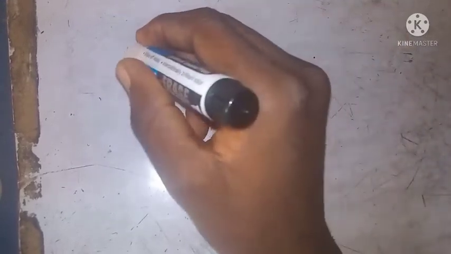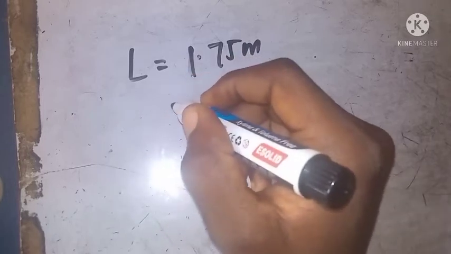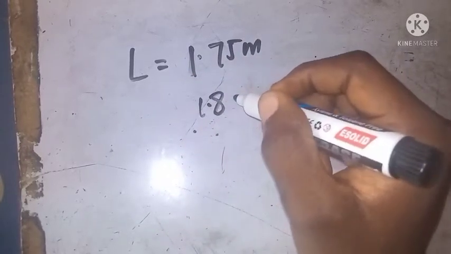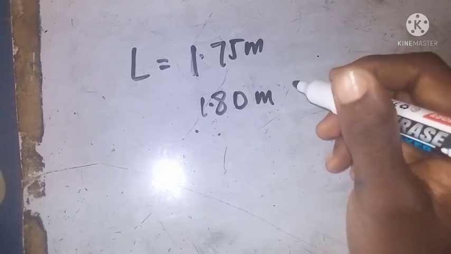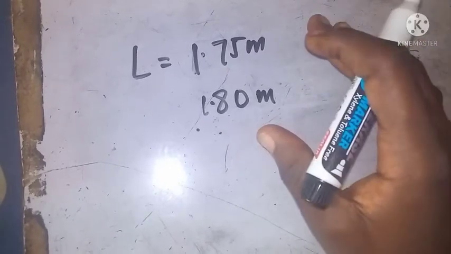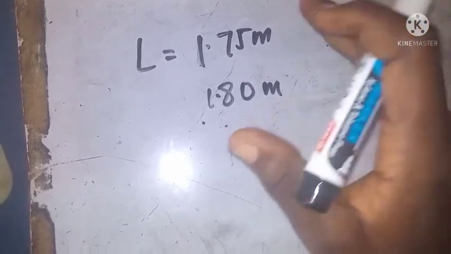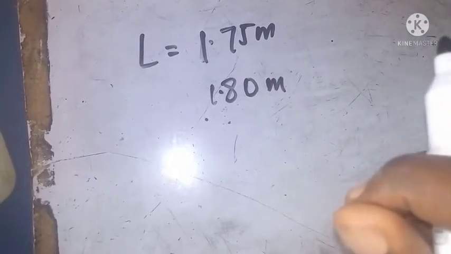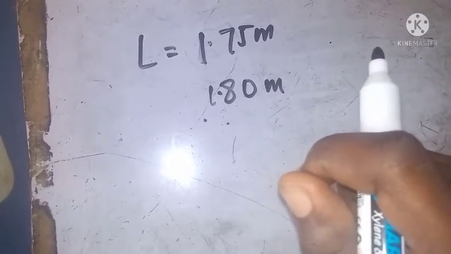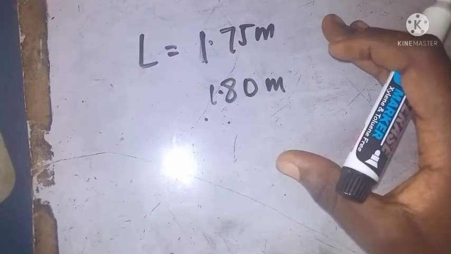All right, so the next question says a length of a piece of stick is 1.75 meter originally. That's the length, but they said a boy measured it as 1.80 meter. Then I said find the percentage error. Now this question, I've tried to solve it, I'm having a little confusion in the breakdown. So if you are clear with that question, please do well to post your answers in the comment section so that we can also learn from you.